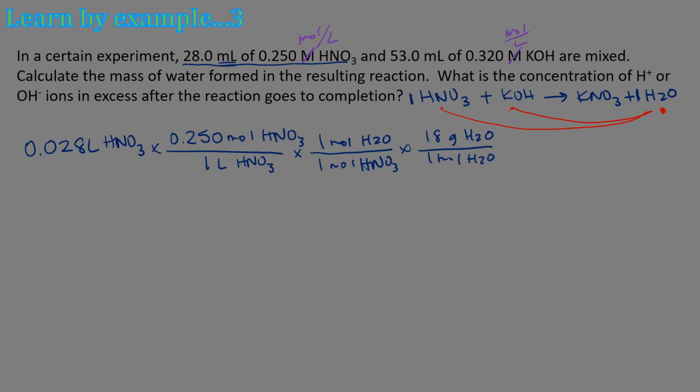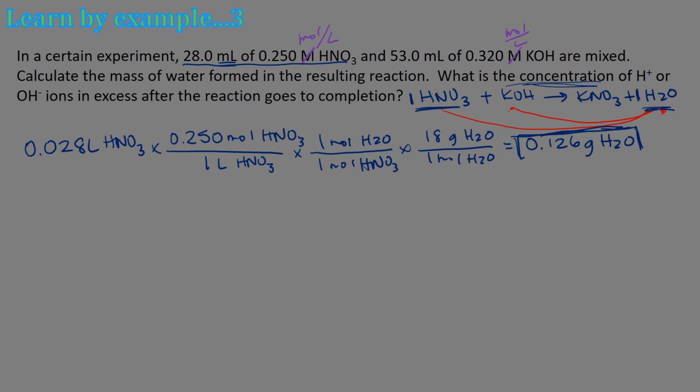Now, one thing I want to clear up, just in case, whenever you're doing one of these problems, you only look at what you're starting with and what you're ending with. All the other stuff that's involved in the reactions, it's irrelevant. You only look at what you're starting with and what you're ending with. So here, if I do the math, 0.028 times 0.25 times 18, I end up getting 0.126 grams of water. Okay, so I'm just going to put a half box around that, and then I'm going to do the other part.